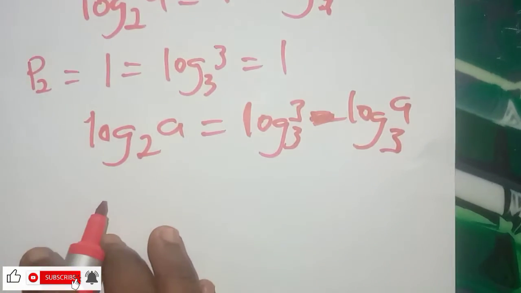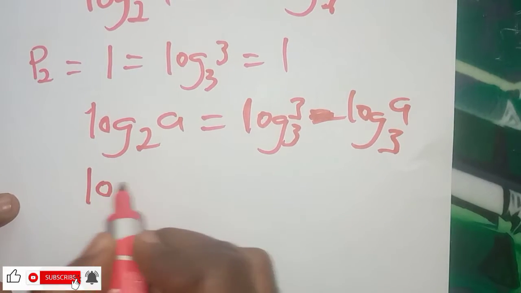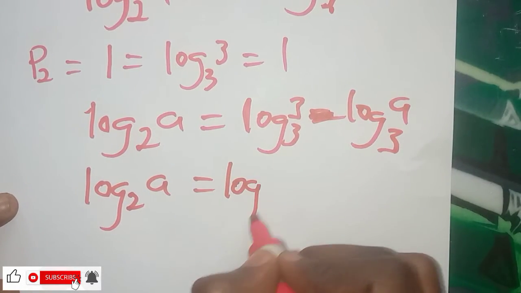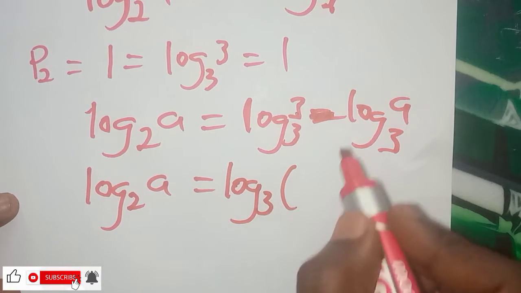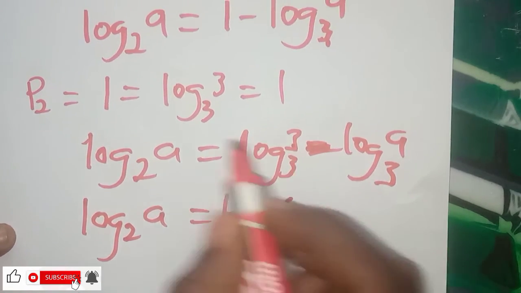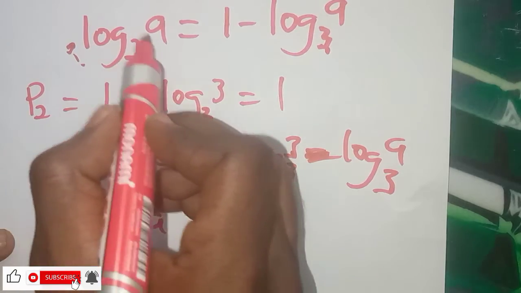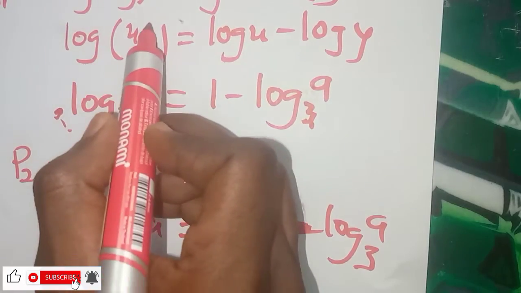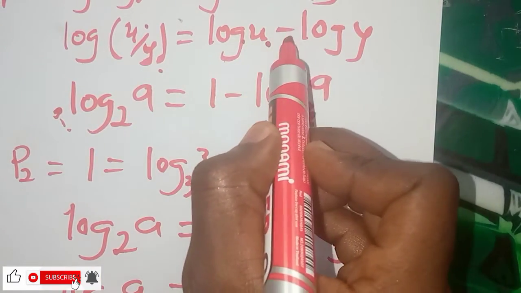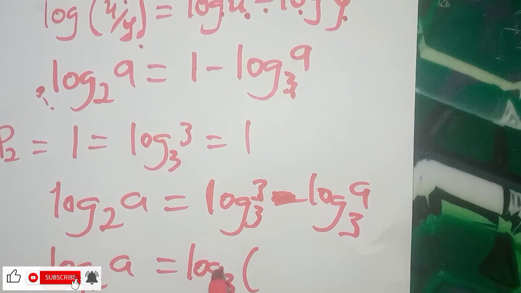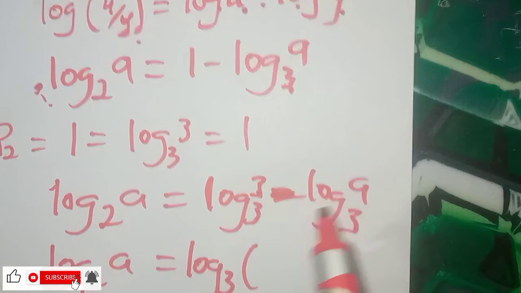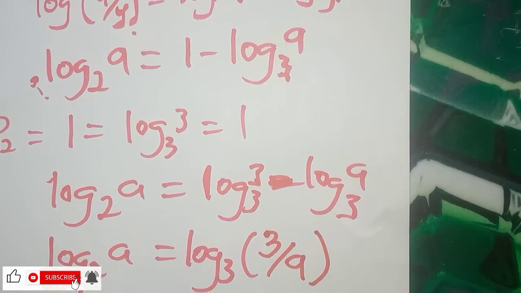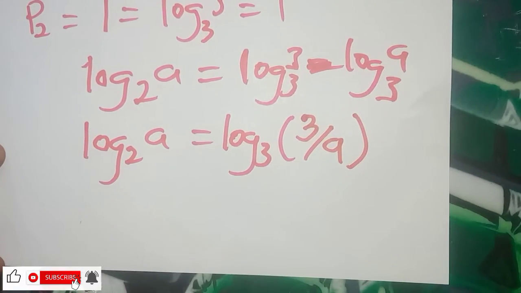Now we have a very nice equation. Since they have the same base, we can write log base 3 outside, and then we have 3 minus a. Remember from the second property we wrote, the log of x over y is the log of x minus the log of y. So in this case, with the same base, writing it in reciprocal form, we have 3 divided by a. So we have a very nice equation over here.